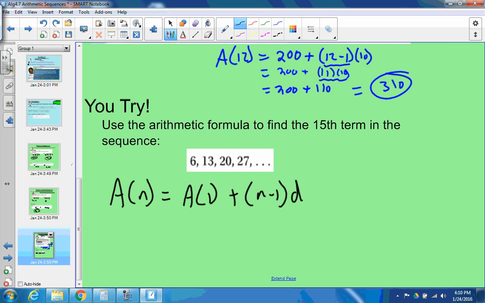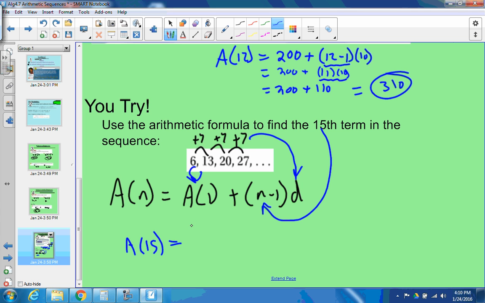All right. So if we look at this, our common difference is going up by 7 here, goes up by 7 here, goes up by 7. So this is an arithmetic sequence. It's going up by the same amount every time. So that difference goes right in there. The first term, which is 6, goes right in the front. And since we're trying to find the 15th term, that goes in for n. So a sub 15 is equal to 6 plus 15 minus 1 times d, which is 7.